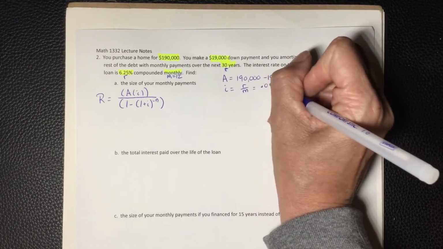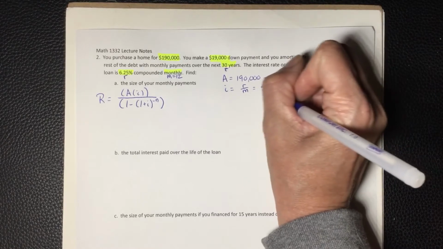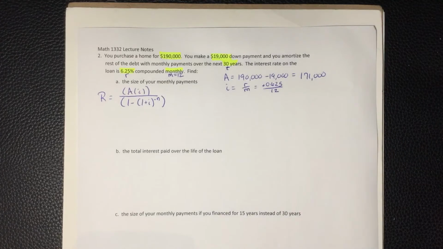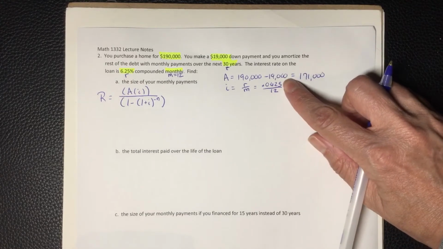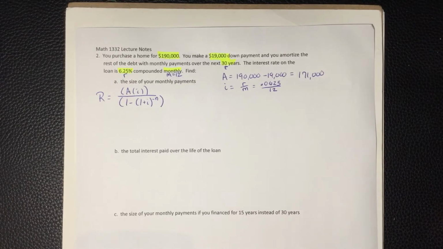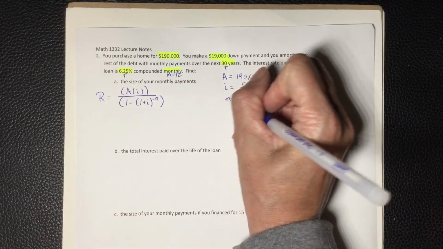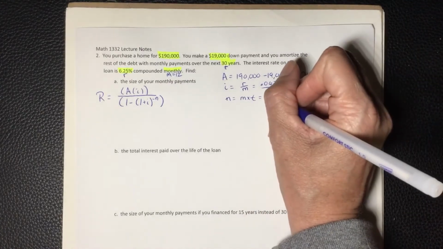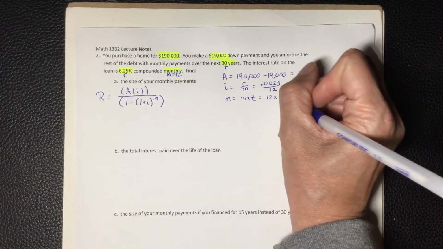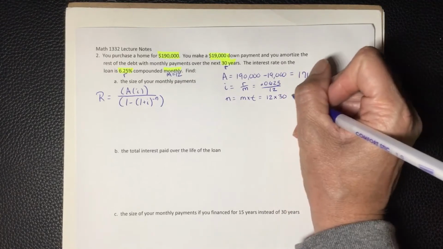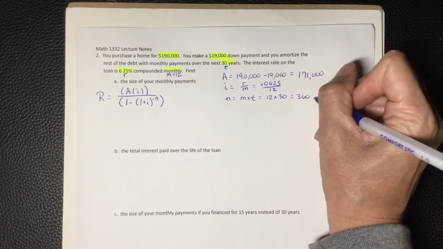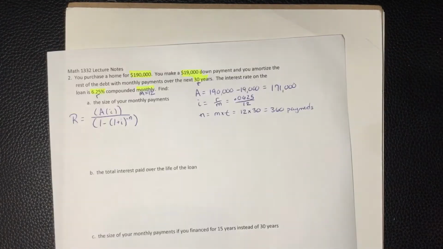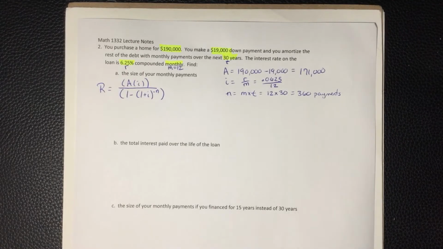Remember that i is going to be r divided by m. For r, we have to move the decimal 2 places to the left. That's 0.0625. We're compounding monthly, so we're going to divide that by 12. Make sure you don't round this. We're just going to leave it as it is. And then n is going to be m times t. Remember, all of this is in your formula chart. We're going to make 12 payments a year for 30 years, so that's a total of 360 payments. Remember, for the annuities, n gives us the total number of payments.